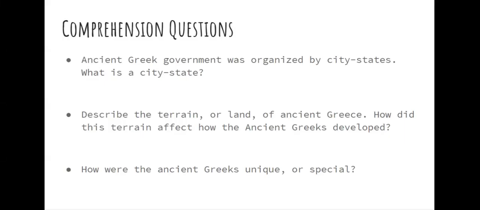All right, let's go through our comprehension questions just to remember what we have read. So ancient Greek government was organized by city-states. What is a city-state again? Describe the terrain, or the land, of ancient Greece. How did the land affect how the ancient Greeks developed? How were the ancient Greeks unique or special that we heard about at the end of our read aloud?